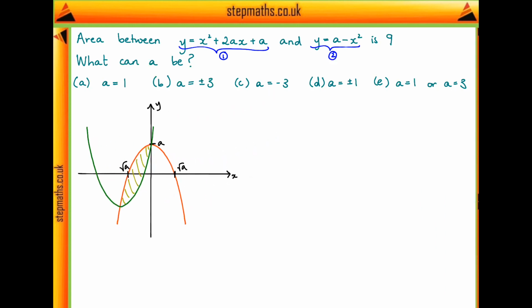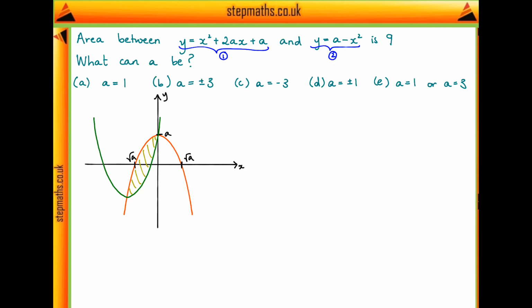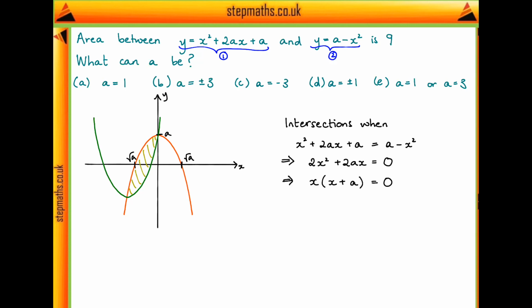Let me move all of this over to the left so that we've got some space to work. Well, to find when the curves intersect, we're going to have to put them equal to each other and then solve for x. So if we tidy this up, we can see we get 2x squared plus 2ax equals 0 because these a's will cancel. Then we can cancel a 2 from this and also factorize an x out to get x times x plus a is equal to 0. And this gives us the roots x equals 0 and x equals minus a.